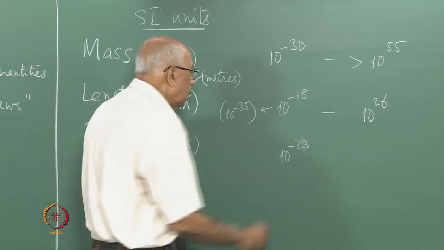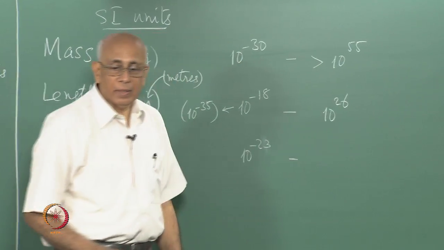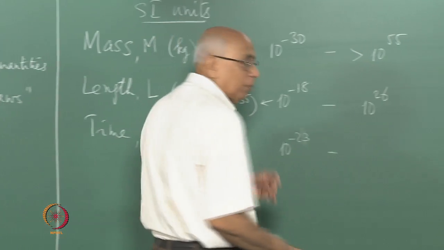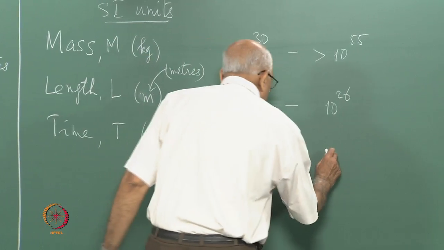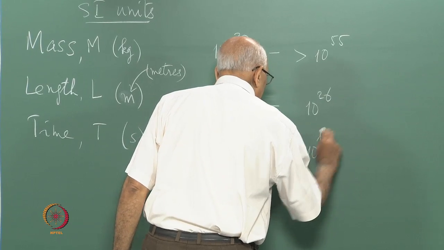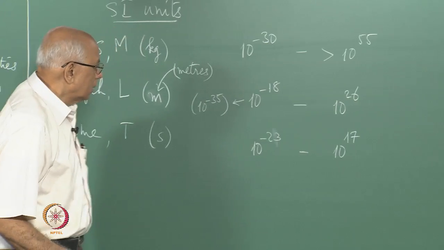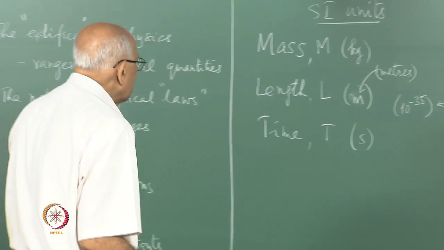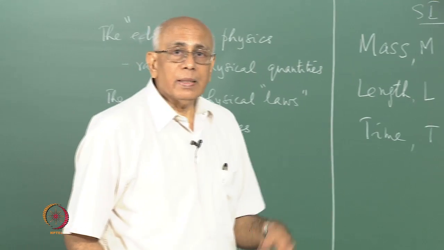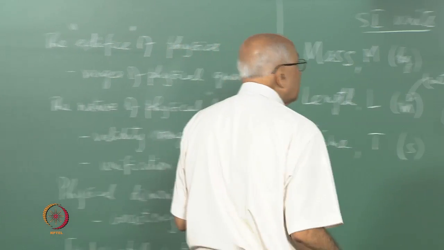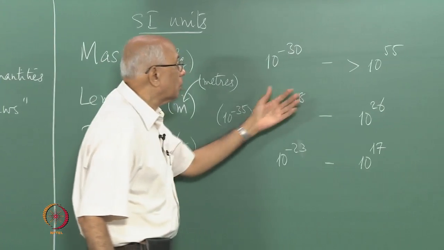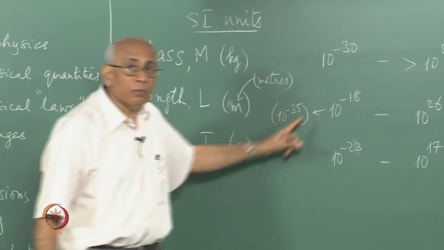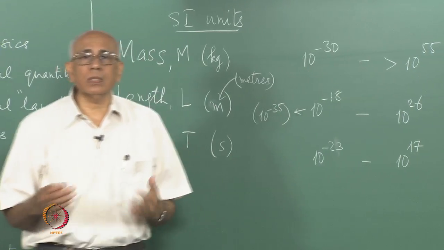At the upper end, the longest time scale we can think of is of course the age of the universe itself, and today it is believed the universe is 13.8 billion years old. So in orders of magnitude it is of the order of 10 to the 17 seconds. So once again you have 40 orders of magnitude here in time, more than 40 orders of magnitude in length, and nearly 80 orders of magnitude or whatever in masses. It is a huge canvas. These are not just factors but orders of magnitude.